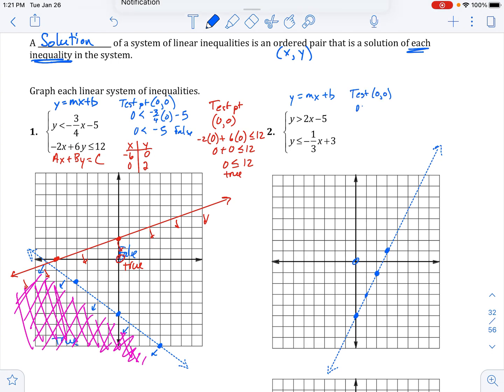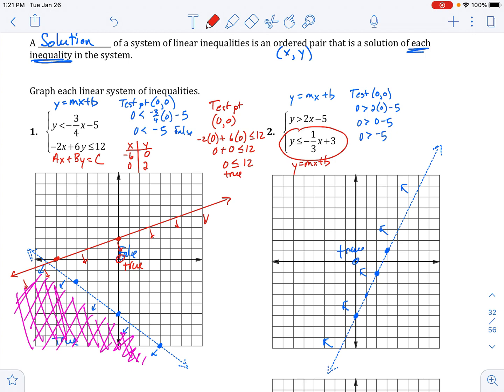And if I test 0, 0, we get, is 0 greater than 2 times 0 minus 5? Is 0 greater than 0 minus 5? And we know 0 is in fact greater than -5, so this is true. And again, I'm going to just put arrows here to show that we are shading up and left of that line. I'm going to now get ready to graph the bottom line, which is again y equals mx plus b.